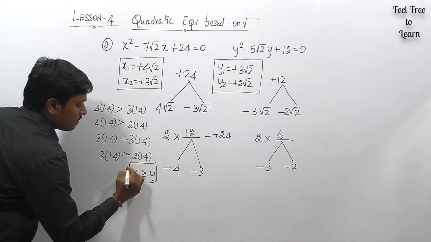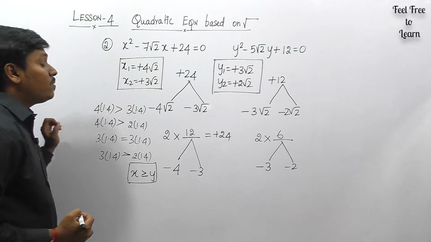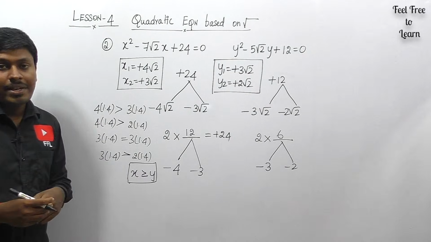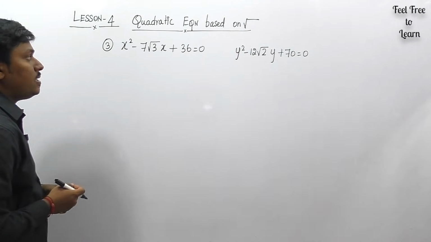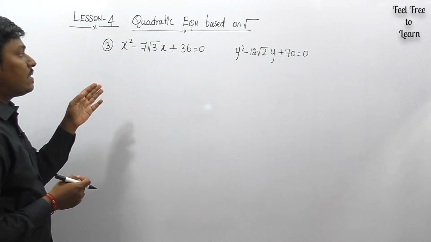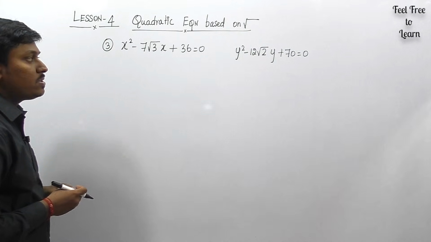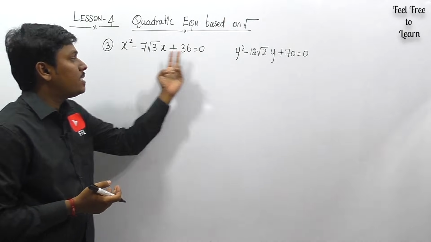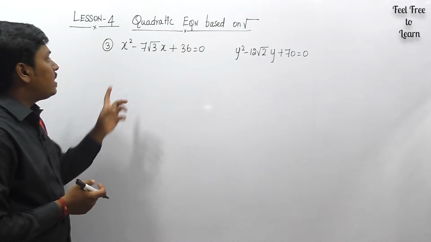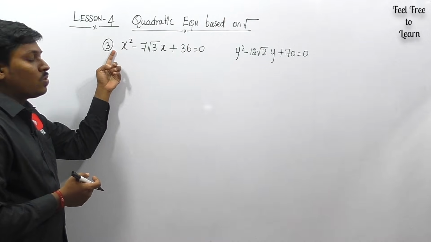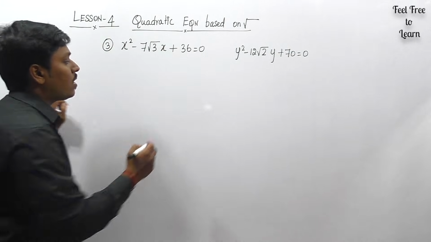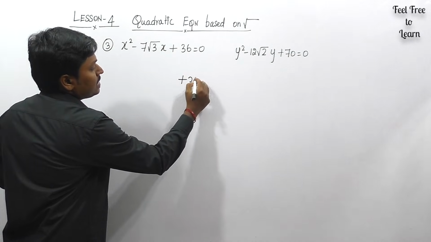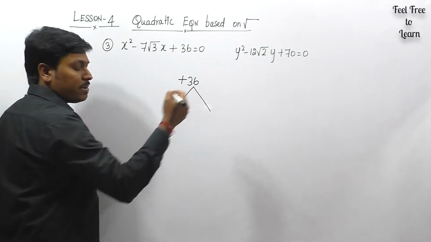So friends, we got the answer for question number 2, that is the x and y relationship is x greater than or equal to y. Question number 3. x square minus 7 root 3 x plus 36 is equal to 0. Both the given equations are quadratic equations, but the quadratic equation that is based on root. And here in the first expression, before x square there is no constant, so initially we need to concentrate on this number 36. So friends, apply the same technique that we followed in the previous question.